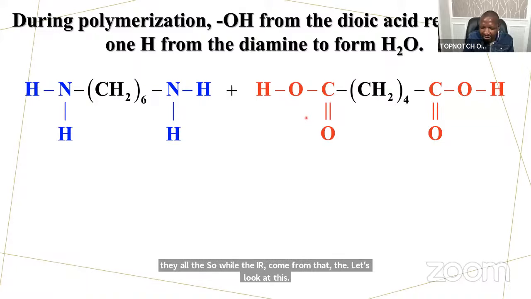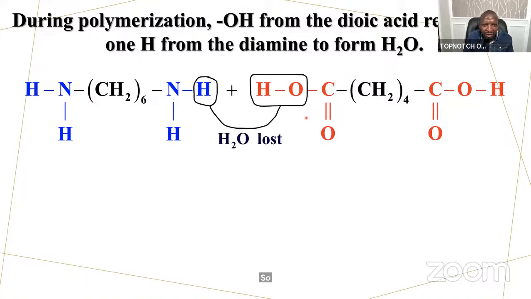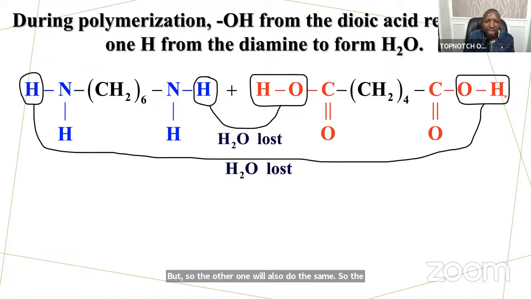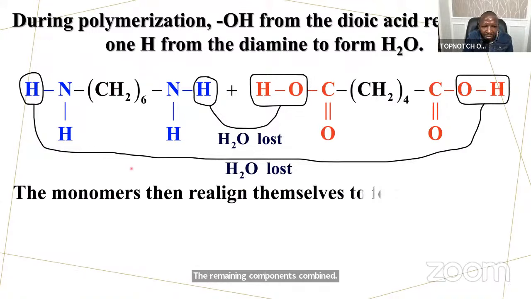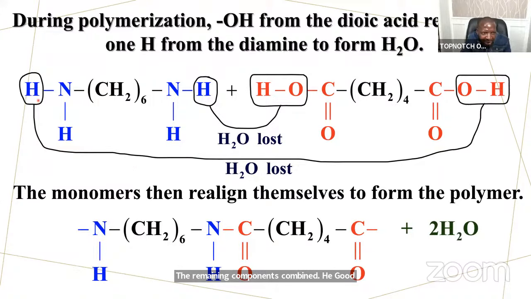This will give, let's see. Here you can see the hydrogen. This hydrogen from the amine combines with the OH from this one to form water. But you know they are two each, so the other one will also do the same. The other hydrogen will also combine with this OH to form water. So normally we have two molecules of water lost wherever two monomers combine. Then, after losing the hydrogen and OH, the remaining components combine. The monomers realign themselves, drop down and just join. That's all. And then you get your polymer.